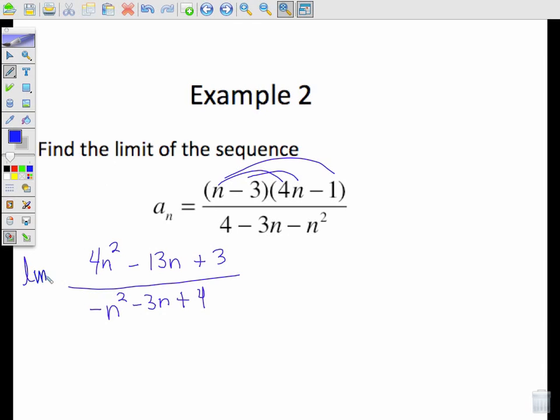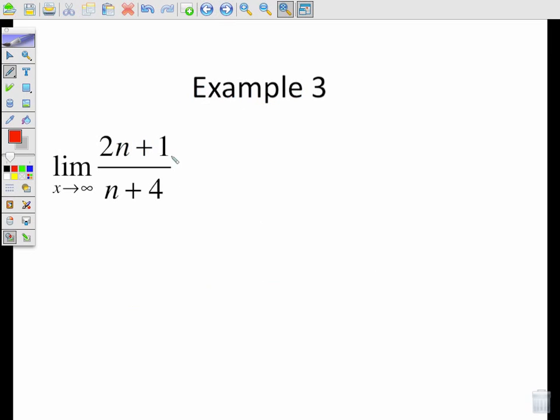These are also just polynomials, so the limit as n approaches infinity, we can just compare their degrees. These are just polynomials top and bottom, so the degrees are exactly the same, which means we're going to take the ratio of the coefficients, so it's 4 to -1, which equals -4. That is the result of my limit.